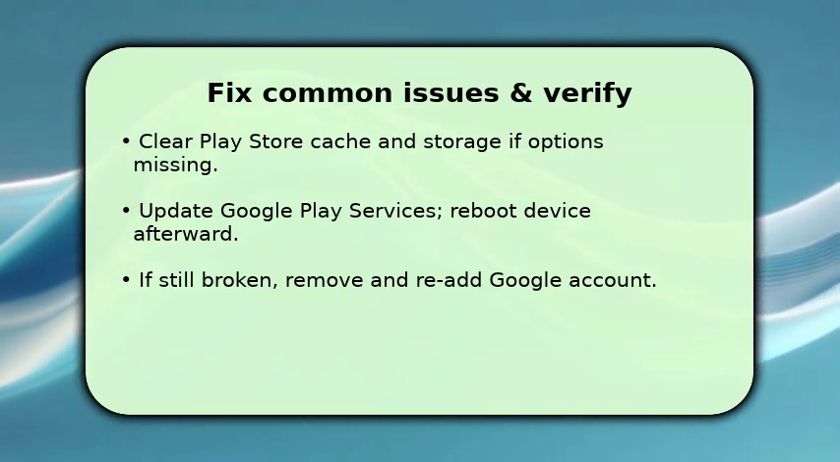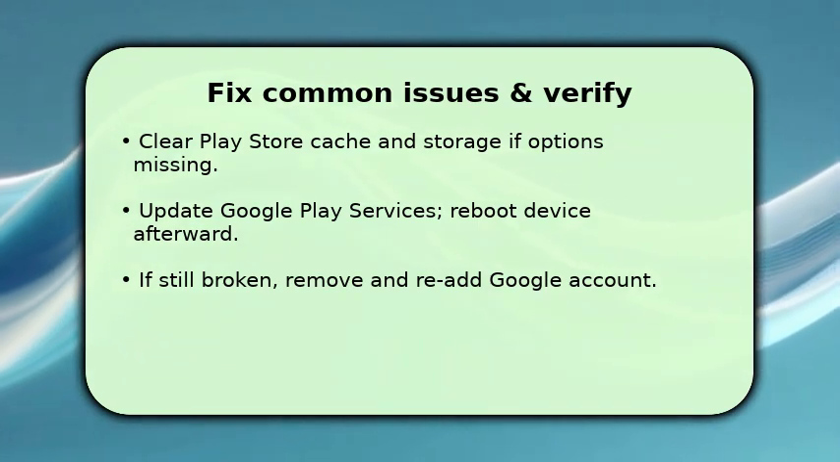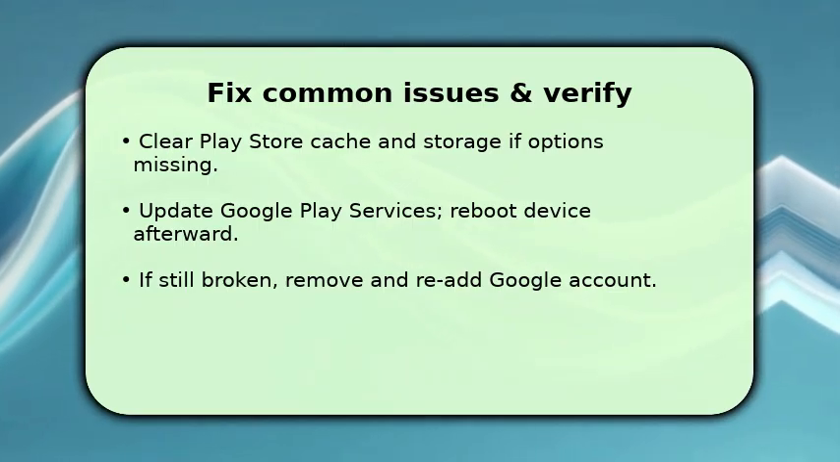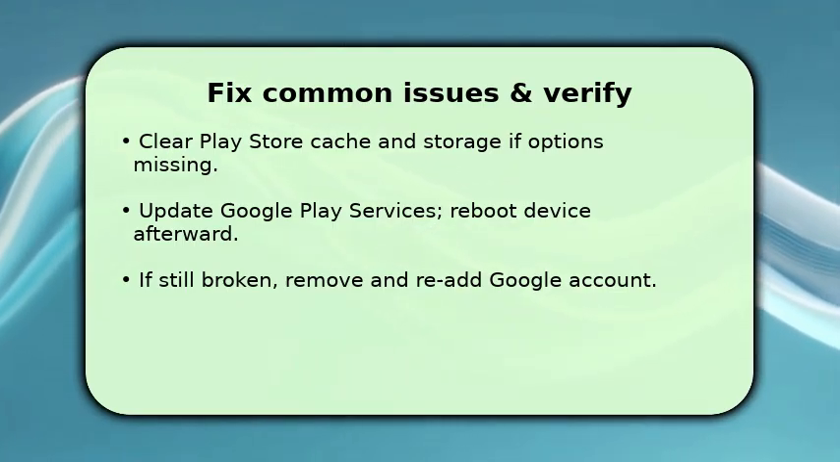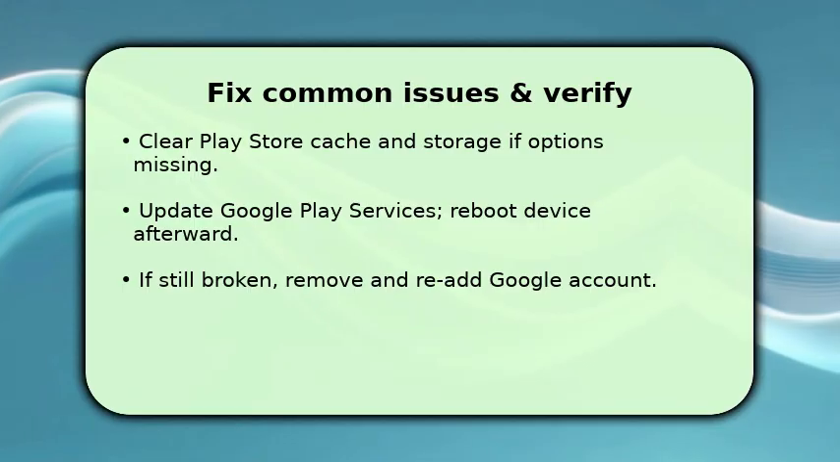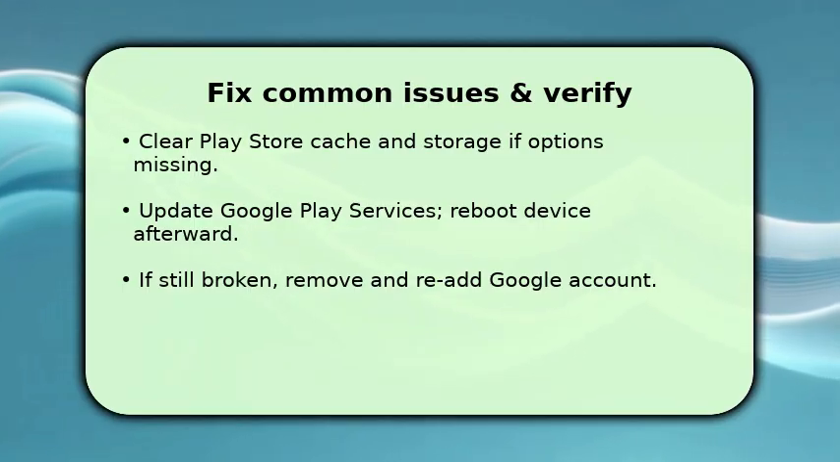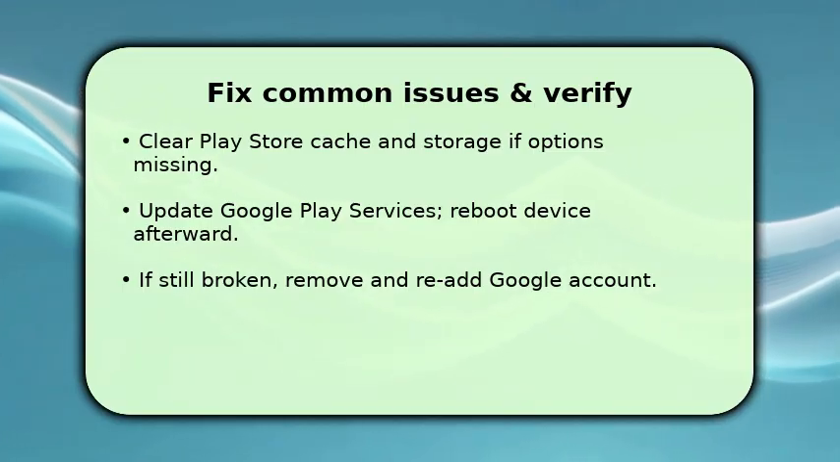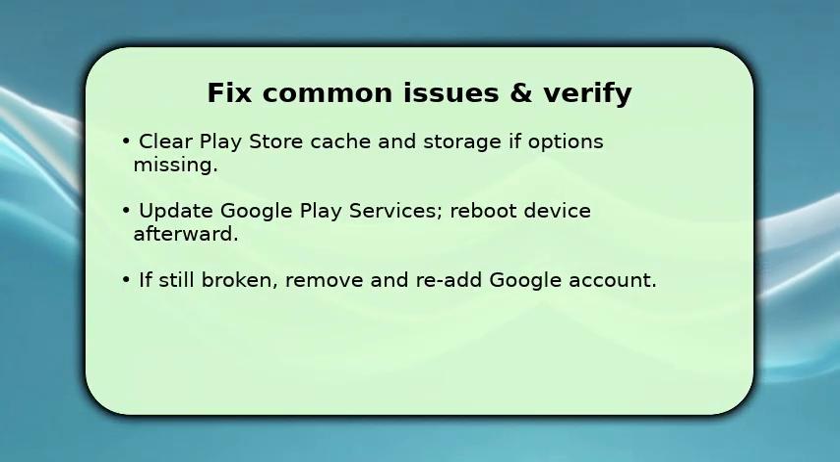If options are missing, clear Play Store cache and storage in Settings, Apps, because stale data often hides controls. Make sure Google Play Services is updated and reboot. That resolves many sync problems. If behavior persists, remove and re-add your Google account as a last resort. Quick tip: test with one small app update to confirm the fix before trusting it fully.